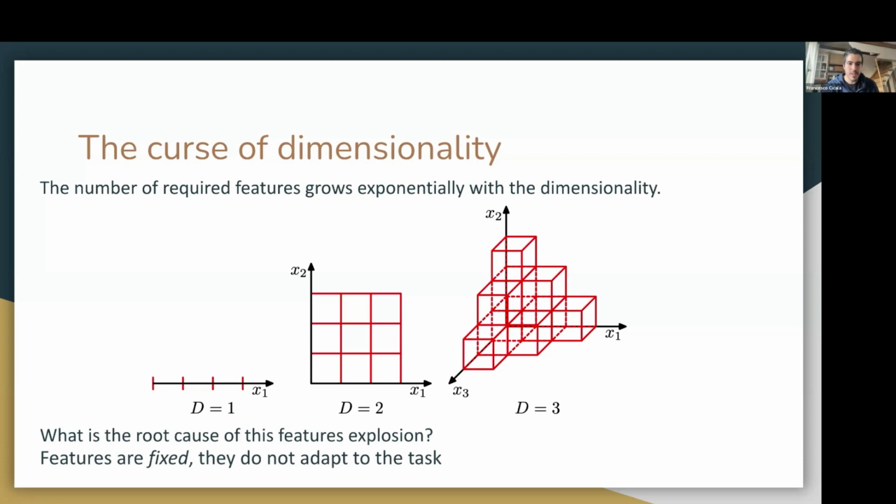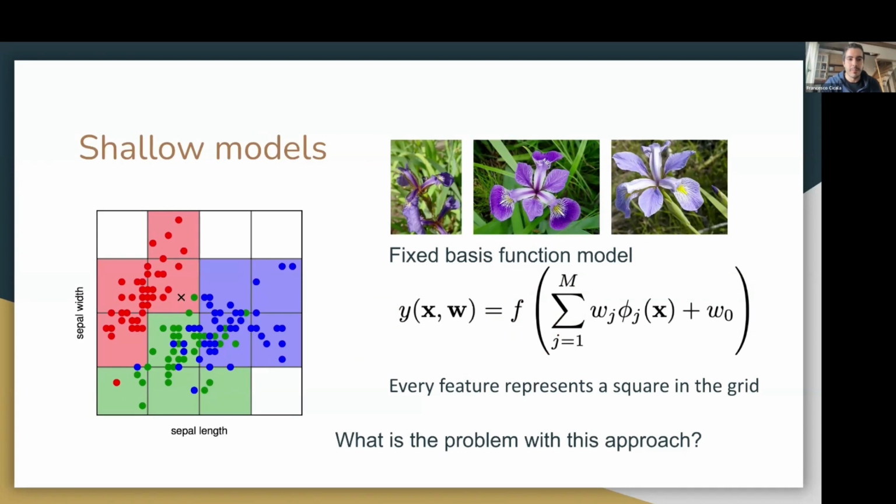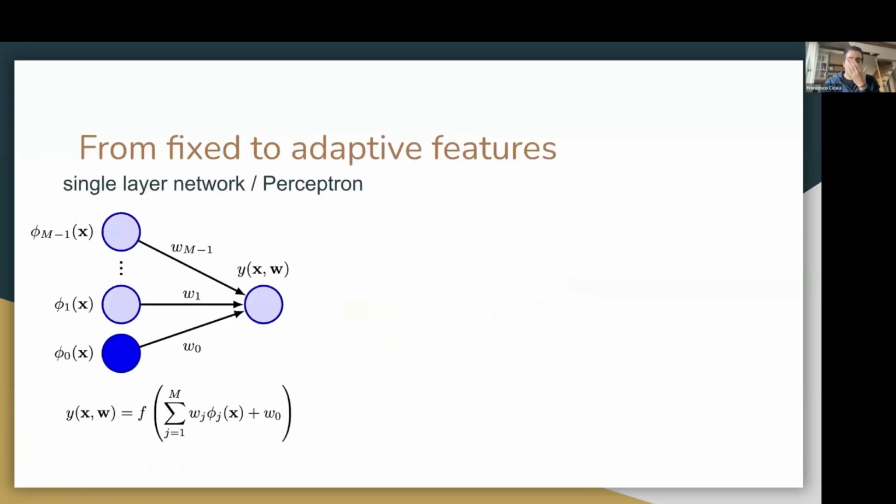And the root cause of this feature explosion is that features are fixed. They do not adapt to the task, essentially, because we define the features into a grid. Essentially, we define the grid even before we look at the data. We define that this grid has, in this case, 16 squares. And then, thanks to the data, we will color them. But the number of squares is actually predefined. So how to solve this problem?